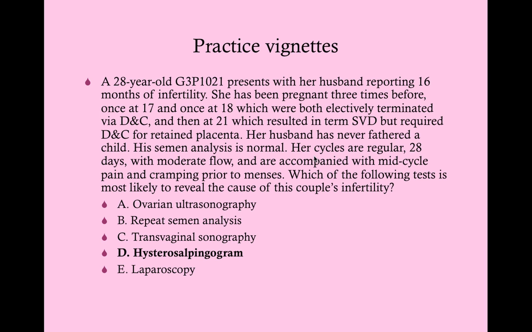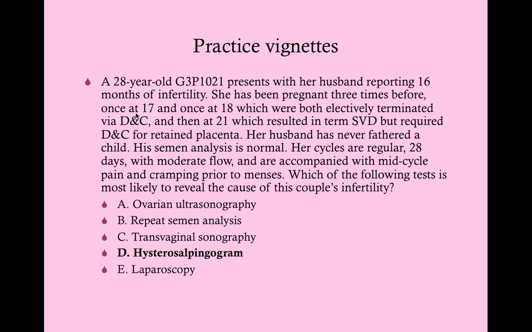But his semen analysis is normal, so we know it's not male factor. Her cycles are regular. That's good. She's got symptoms with her periods. That's really good. That shows she's probably ovulating. We might not even need to get tests. We do, but that's a real good sign that shows that she's ovulating. The fact that she's had all these D&Cs and the fact that she's gotten pregnant before and now she's not, what do we call that? Secondary infertility.